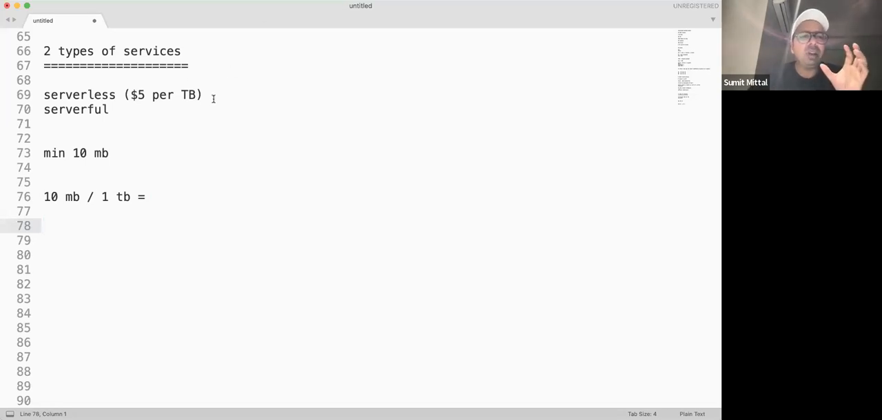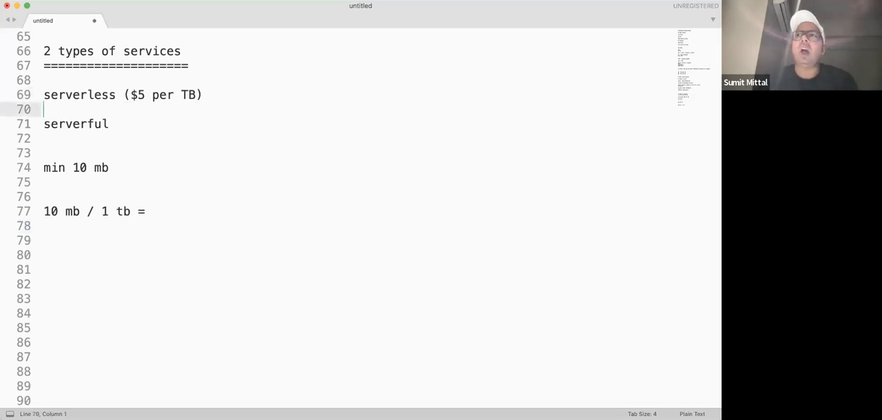Now, whenever you are going with serverless, how would you optimize? Optimization is you reduce cost, right? Reducing cost can happen only when you scan less data, because you pay based on the amount of data scanned for most of these services. How do you scan less data? Let's say you are using Synapse serverless or Athena. How do you make sure to scan less data?